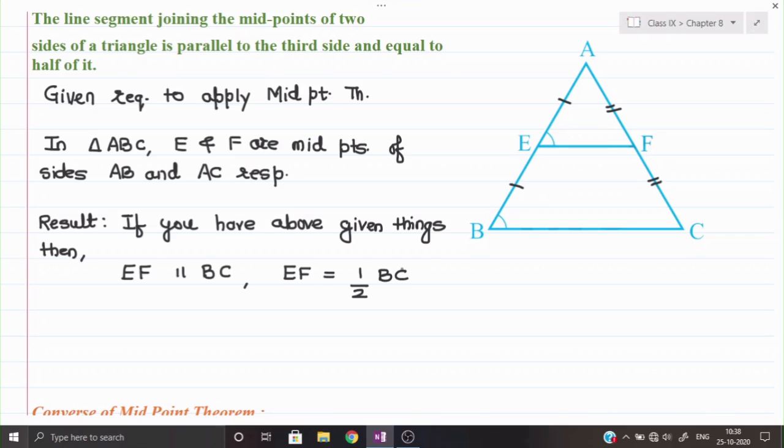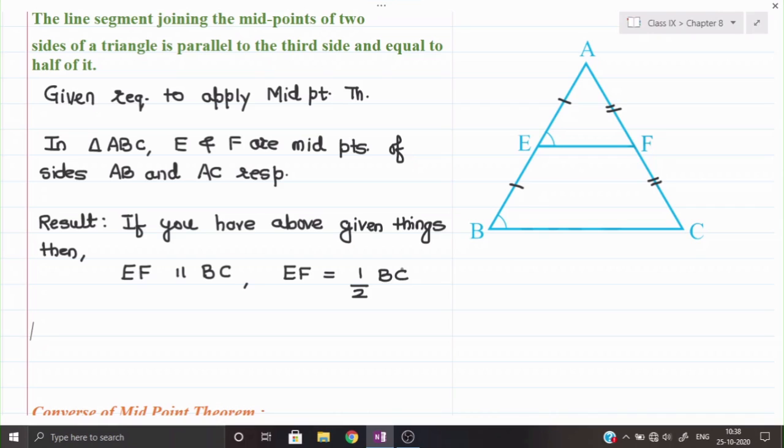Converse of the midpoint theorem, I think I should not explain right now. We can do it a little later. We shall deal with one or two questions on the midpoint theorem, then I will come back to the converse of the midpoint theorem and explain, because if I explain both theorems together, it will confuse you a lot.